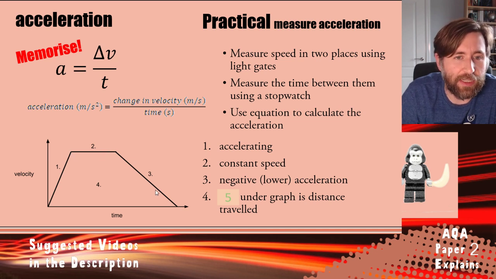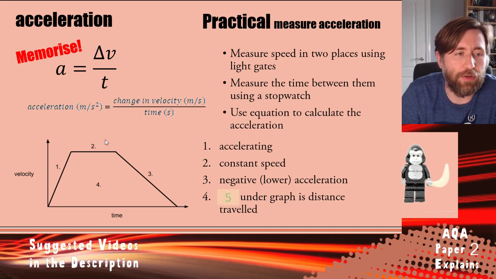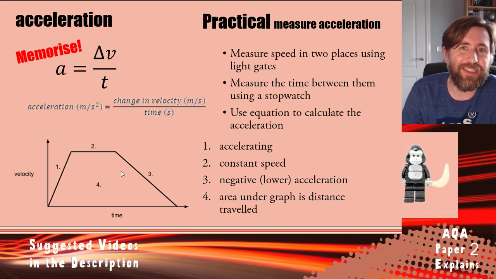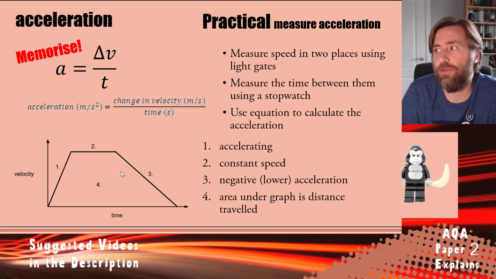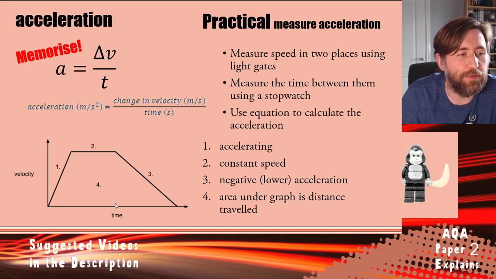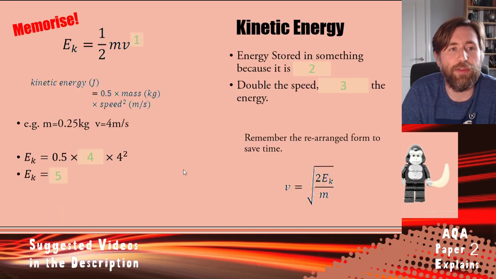Then three is a negative and lower acceleration because acceleration is the gradient on a velocity time graph. And number four is the one that people often forget. The area under the graph is the distance the whole thing has gone. So you can split that into triangles and squares or triangles and rectangles, and you can work out the area under that graph, and that will give you the total distance traveled by the thing.